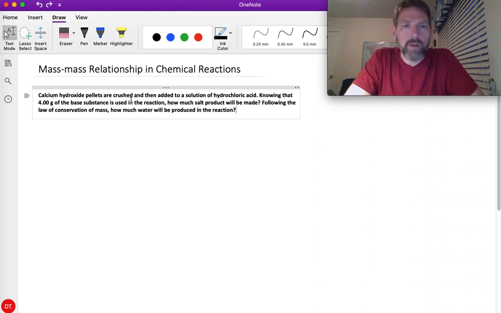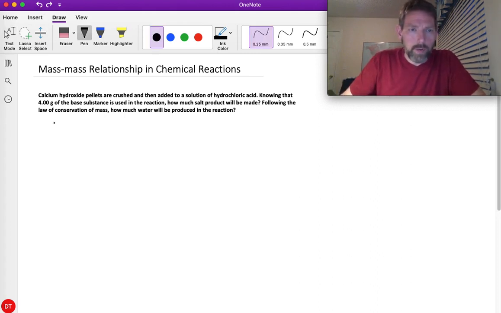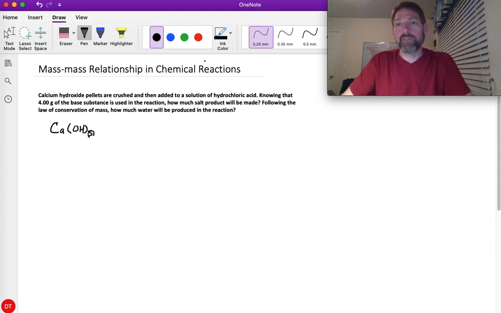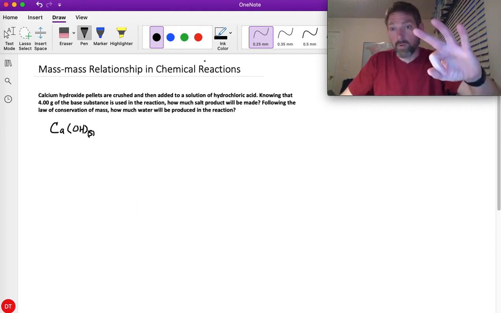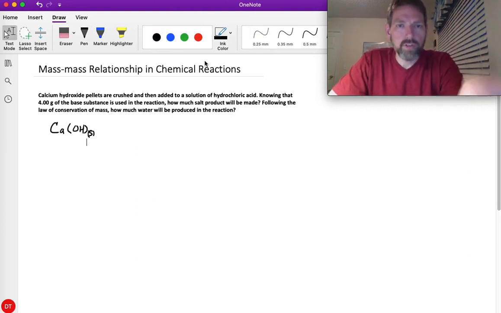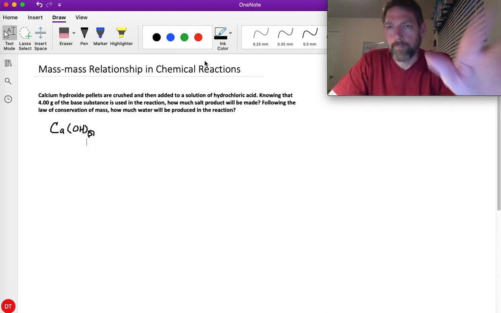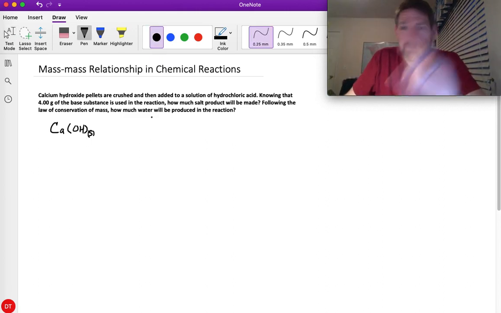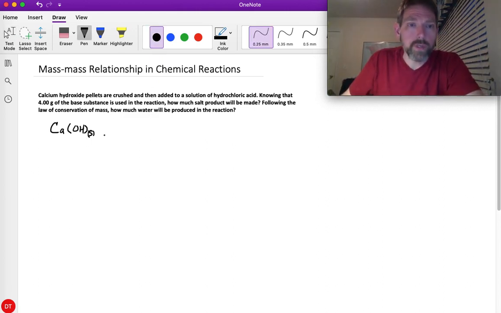So let's look at our problem here. Calcium hydroxide pellets. That's just extra information, but calcium hydroxide. If it says pellets, then we know that we have a solid, right? So I haven't even read the full problem, and I already know I have solid calcium hydroxide, just from the first three words. They're crushed and then added to a solution of hydrochloric acid. Okay. We don't know how strong, what the concentration is. We just know it's hydrochloric acid, okay? So we're going to add in some hydrochloric acid.